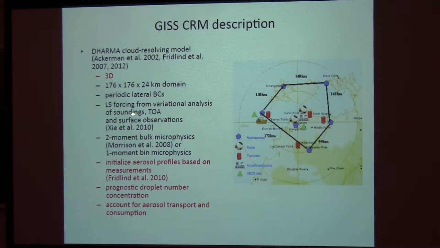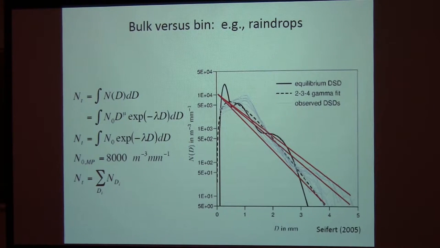Periodic lateral boundary conditions, we're using this large-scale forcing that reproduces the observed rain. We're using two-moment bulk microphysics, and many variations on it, based on the Morrison et al. parameterization from WRF, version 3.3, I think, starting with that version, and we're also using bin microphysics, which I'll say a little bit more about in a minute. We initialize these aerosol profiles based on the measurements. Whether we're using this two-moment bulk microphysics or bin, we're prognosing the droplet number concentration and accounting for aerosol transport and consumption, which turns out to be important.